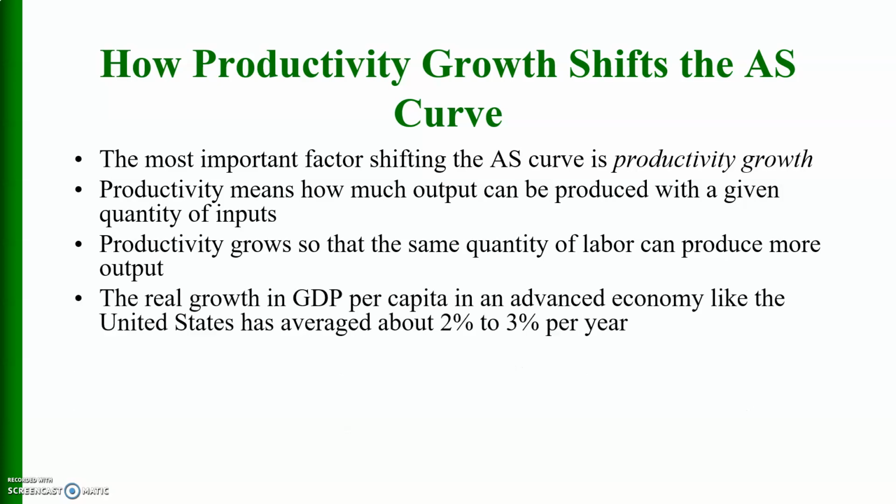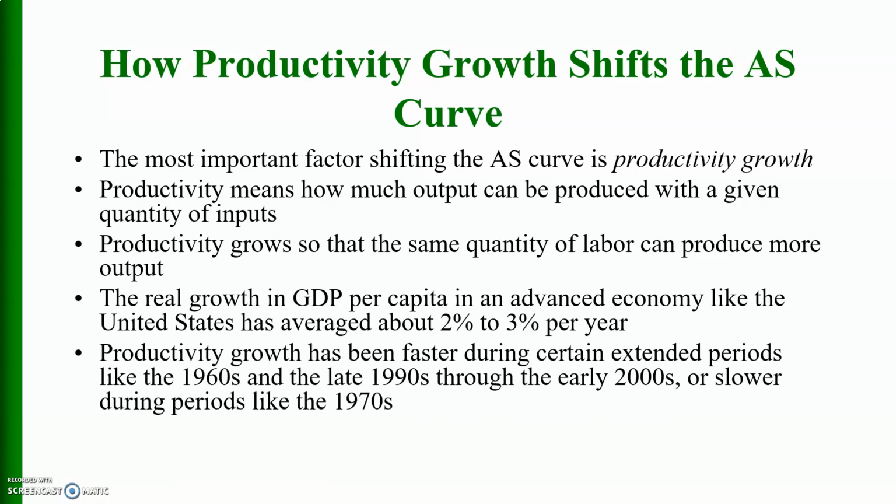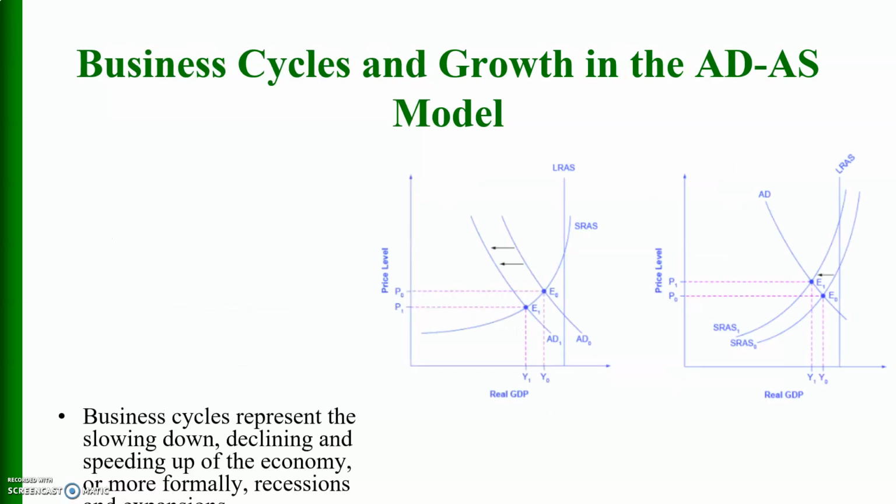The real growth in GDP per capita in an advanced economy like the United States has averaged about 2% to 3% per year. Productivity growth has been faster during certain extended periods like the 1960s and the late 90s through the early 2000s, or slower during periods like the 1970s.